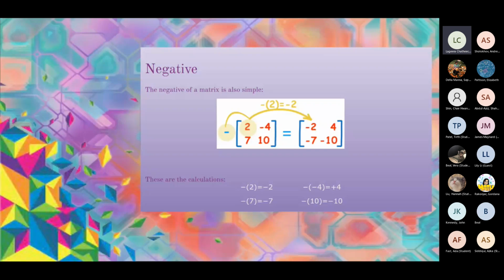Now looking at a negative. For the negative, it's quite simple, as all we do is apply the negative sign before one of the matrices. So the calculations for the diagram above would be -2, which would equal -2, and then negative of 7, which would equal -7, and then negative times -4 would equal +4, and then -10 would also equal -10.